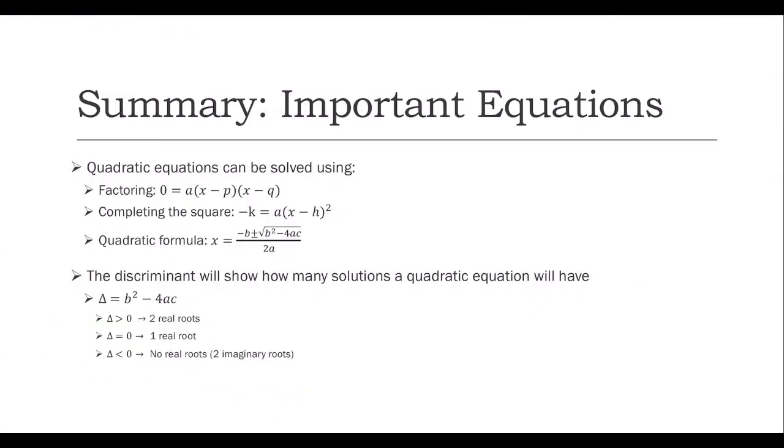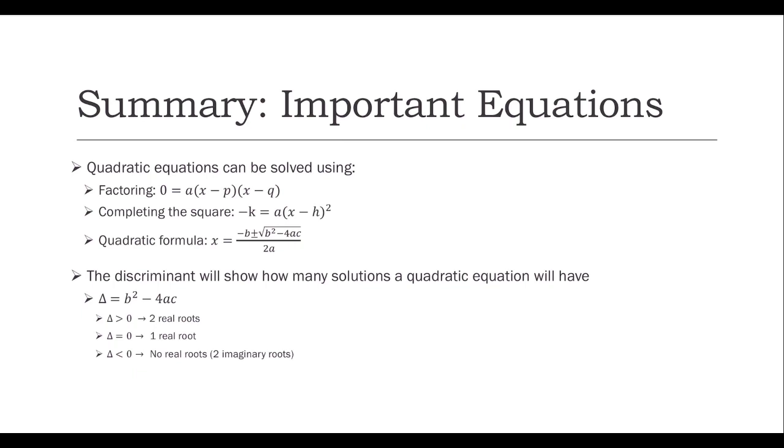So in summary, quadratic equations can be solved using factoring, where you set 0 equal to a times x minus p times x minus q. You can complete the square, where negative k equals a times x minus h squared. Or you can use the quadratic formula, where x equals negative b plus or minus the square root of b squared minus 4ac all over 2a.